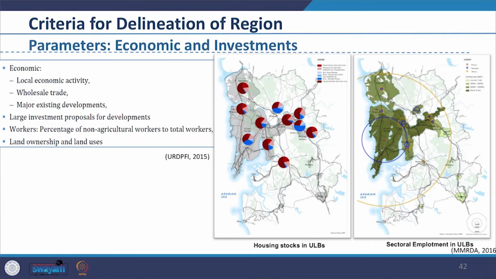The indicator may include, for economic purpose, local economic activity, wholesale trade, major existing developments, and large investment proposal for development in the area. What is the workers' composition, percentage of non-agriculture workers to the total workers, and how is the land ownership and land use in the region.